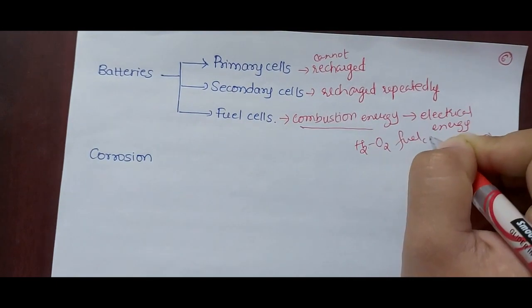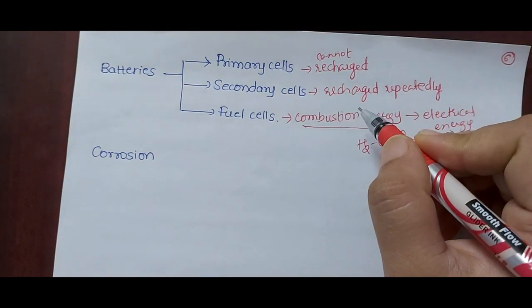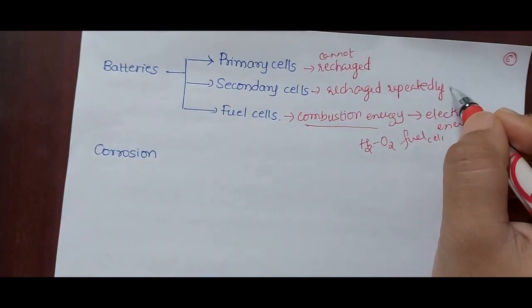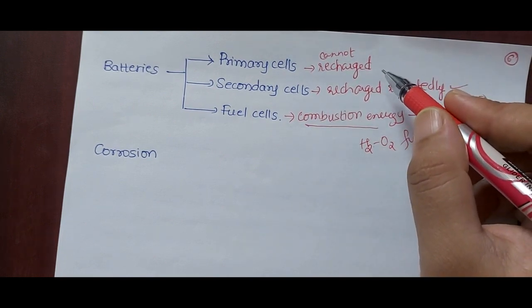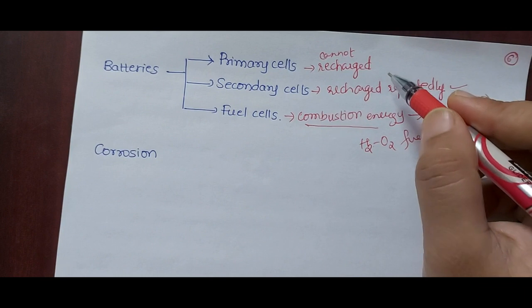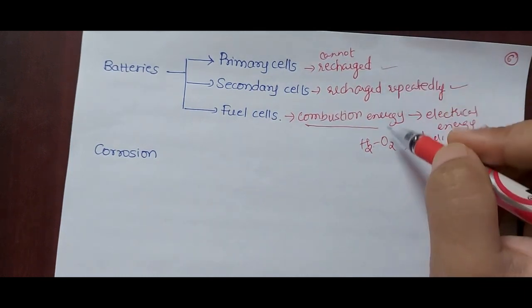the H2-O2 fuel cell. For secondary cells, in your theory portions you have studied the lead storage battery, you can remember the examples of that. And in case of primary cells, you have studied the Leclanche cell, you can consider that, or the mercury cell, to remember the examples.